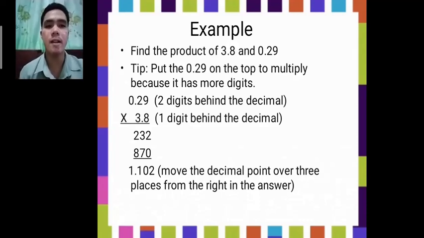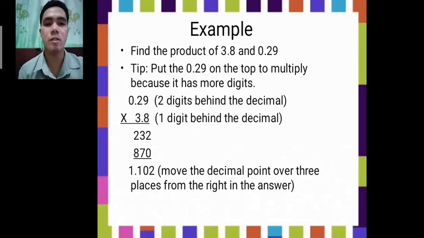Okay, from the right of the number, we have to move to the left 3 times. 1, 2, 3. Okay, the decimal point should be here. Therefore, our answer will be 1.102 or 1 and 102 thousandths. Okay, this will be our final answer.